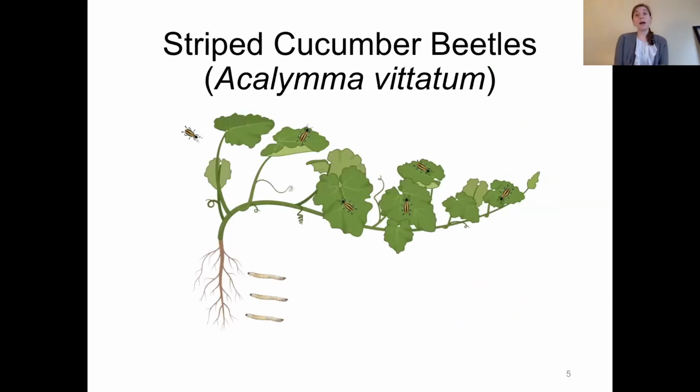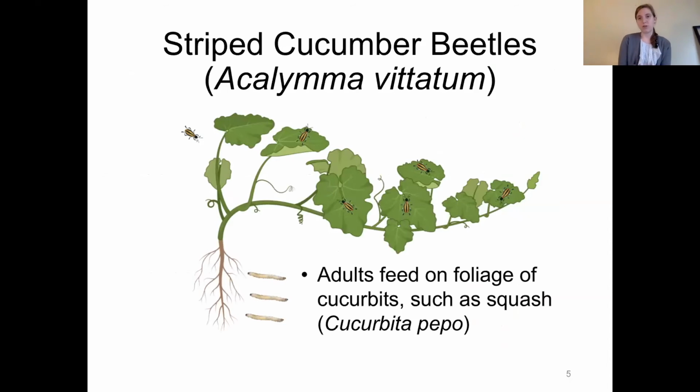For my research that I've been conducting in the Helms lab, I've been working with striped cucumber beetles. These are specialist herbivores of cucurbits, and the adults, as you can see here, feed on the above ground foliage of cucurbits, such as squash, which is the plant that I've been working with for my research, but they will happily feed on many different cucurbit species, such as cucumbers, pumpkins, watermelon, other gourds, etc. And then the larvae of these beetles actually feed on the roots of the plants. So the life stages of the beetle are separated spatially between feeding below ground and above ground.